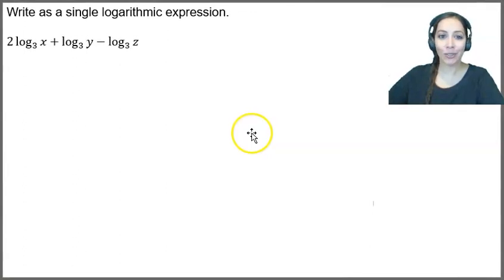Write as a single logarithmic expression: 2 log base 3 of x plus log base 3 of y minus log base 3 of z. How am I going to write this as a single logarithmic expression if I have it all in expanded form?